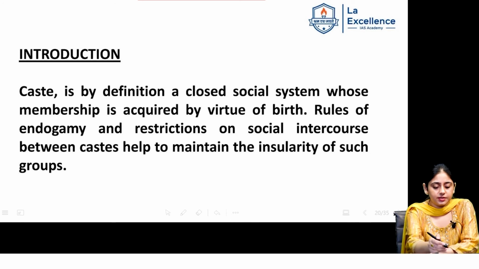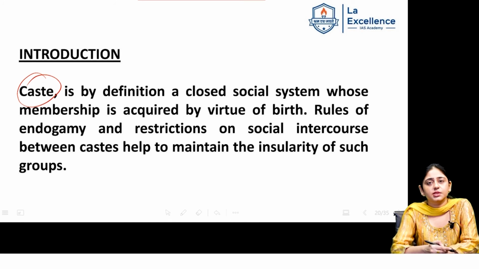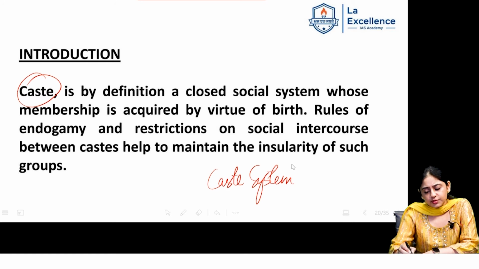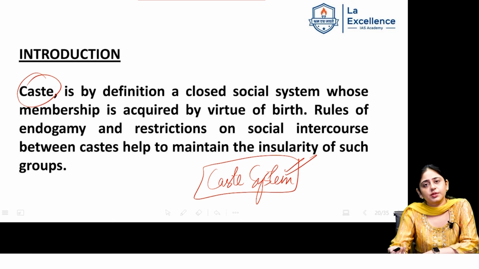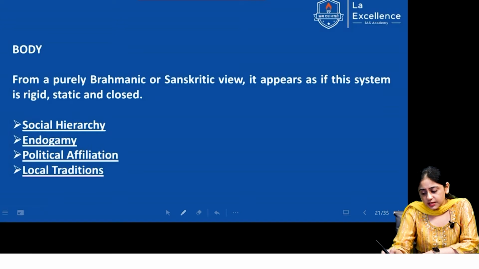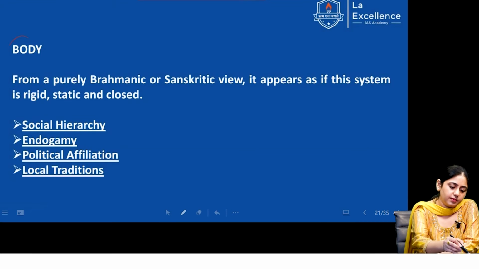So again, just define what the caste system is. It's a system of social stratification where there are hereditary occupations, endogamy, some civil and religious disabilities involved, and social mobility is very less, it's restricted, right? So this you can just simply define. Most of your answers can be introduced with a definition. Now next we will cover the body of your answer.